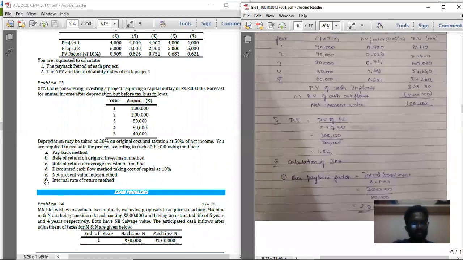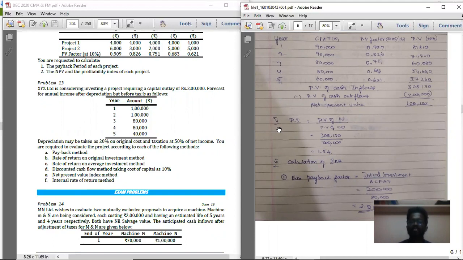So next what they have asked, point number E, net present value index method. See, net present value index method is nothing but profitability index method. So PI is the net present value index method. They are just twisting the names. So below that, statement number 5, profitability index, that is PI, is equal to present value of cash inflows divided by present value of cash outflows.